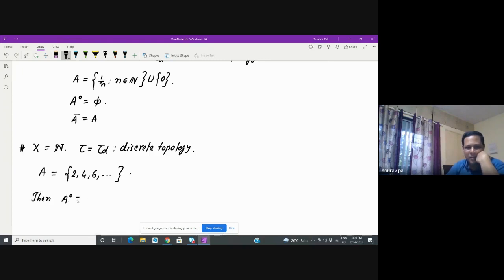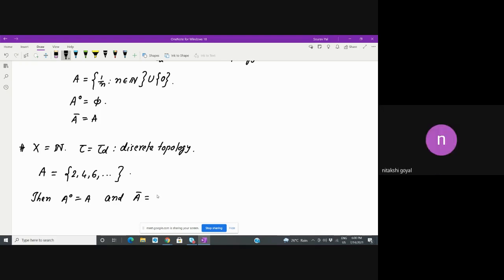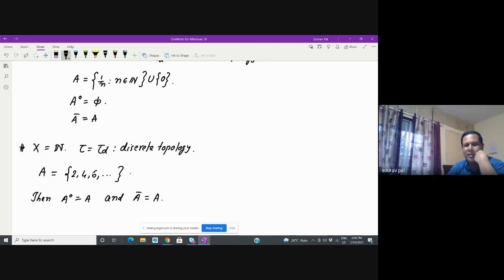So its interior is A, and what is the closure? Same set A. Why? Because every set is open as well as closed in the discrete topology. Yes, because if you call it open, then just look at its complement. Its complement is also open because it contains all the sets, and the complement is closed itself. So every set is open and closed, indeed. Yes. So you have some knowledge about the interior and the closure.